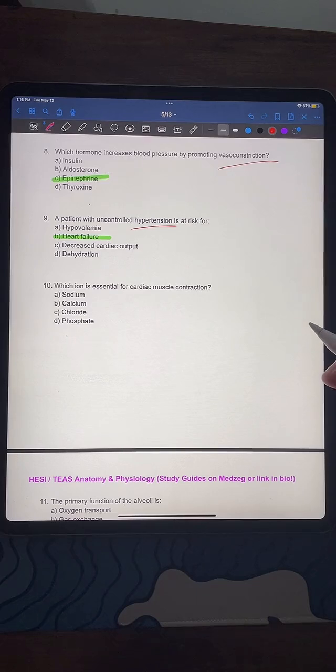Hypovolemia is hypertension that is associated with high blood volume. Decreased cardiac output. Initially, hypertension would increase cardiac output. And then dehydration is not directly caused by high blood pressure. Again, it is indirectly, but not directly.